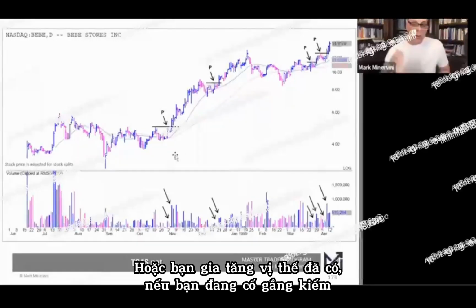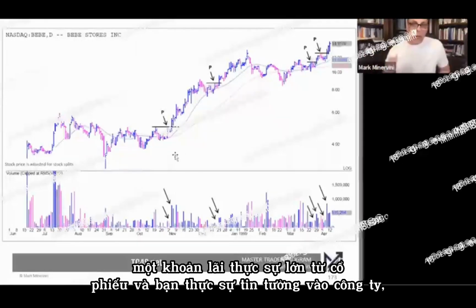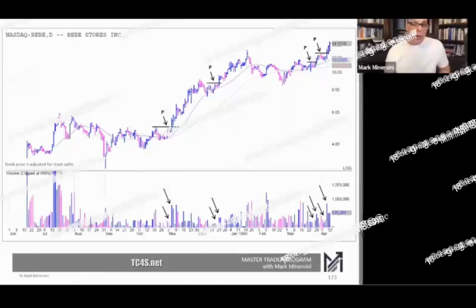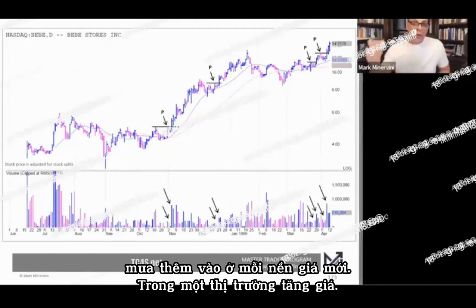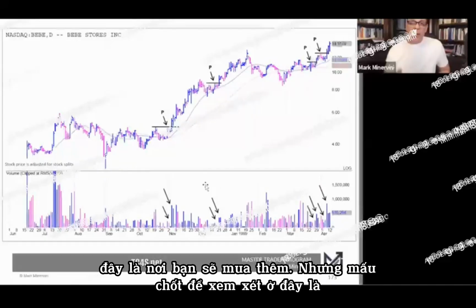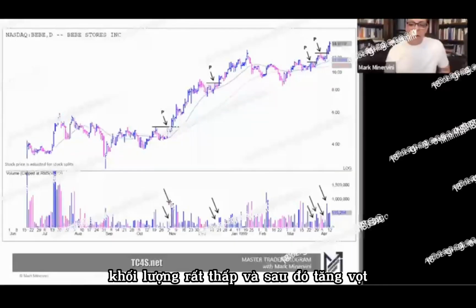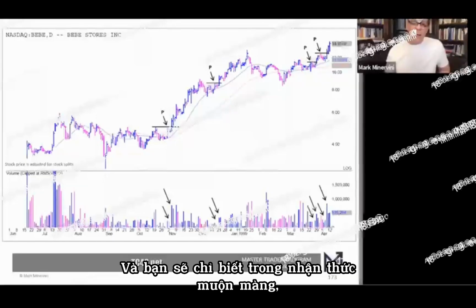If you're trying to make a really big gain in a stock and you really believe in the company, the fundamentals are coming through, that's more of an O'Neill type approach of adding to it on each base during a bull market. This is where you would be adding. But the key to look at here is what I call the 1-2 punch, where you have the low volume and then the volume comes in, and you're only going to know that in hindsight.